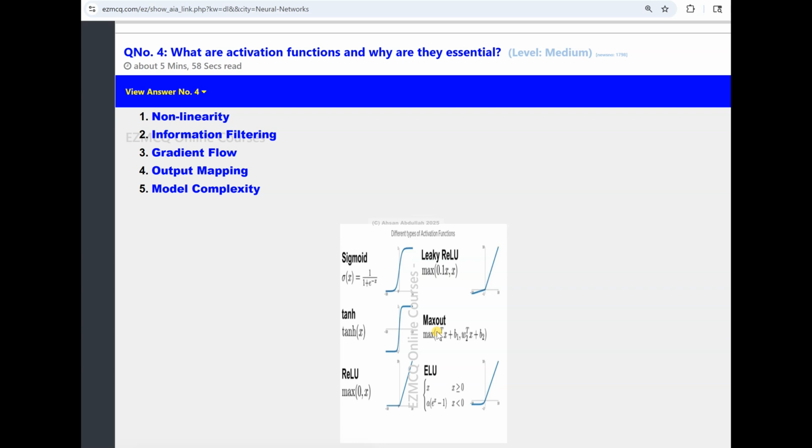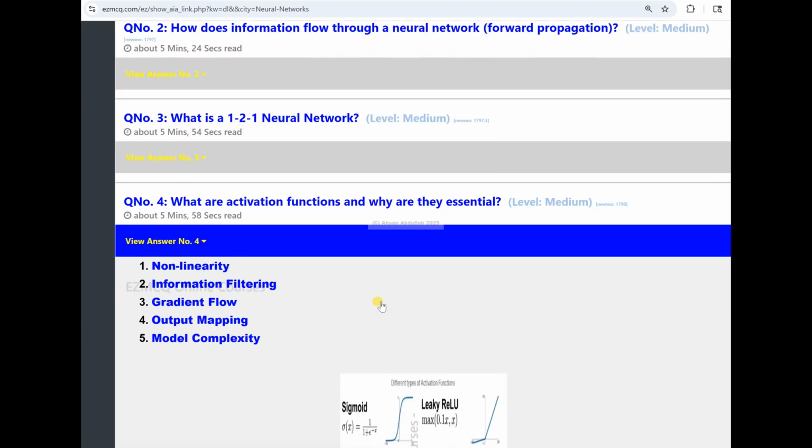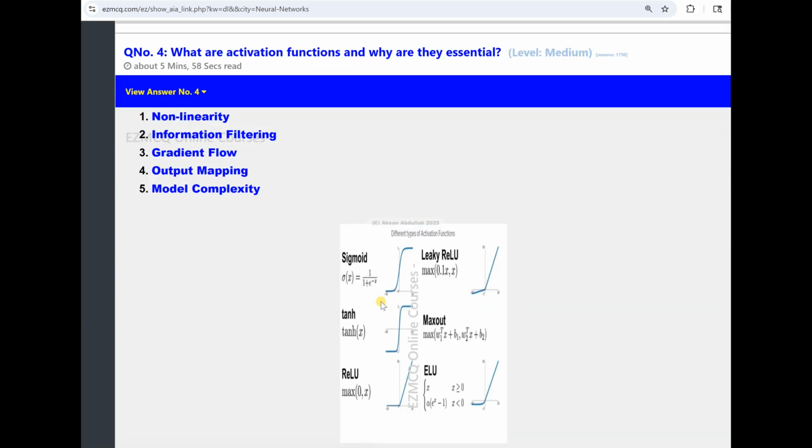And because of that non-linearity, the neural network is able to approximate complex functions and able to learn detailed or complex patterns in the data. Otherwise, it would be just a straight line. So it would be just a straight line.